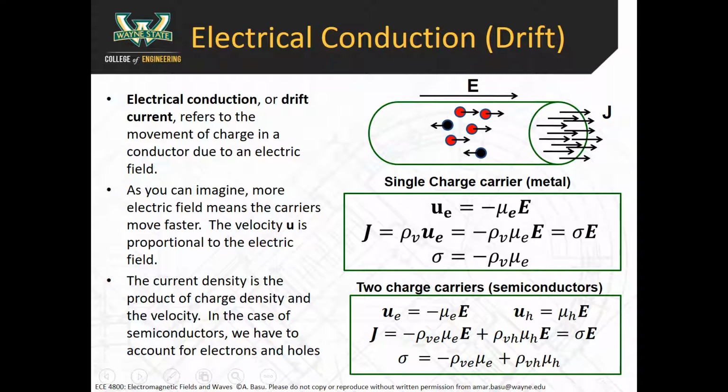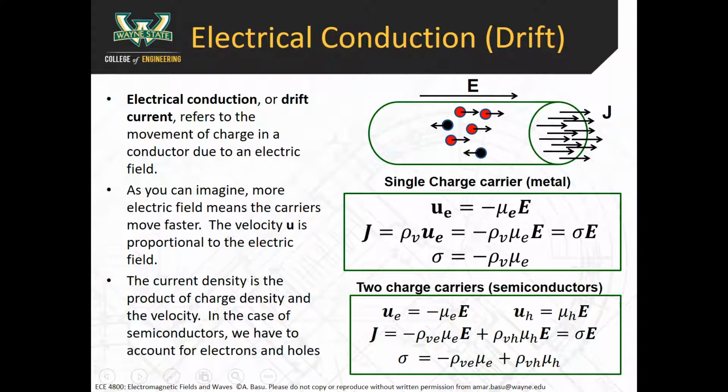So when we have two charge carriers, the electron equation is the same as before. The electron velocity is equal to negative 1 times mobility times the electric field. And in the case of the holes, it's just the mobility times the electric field. There's no negative sign here because the positive charge carriers move in the same direction as the electric field.